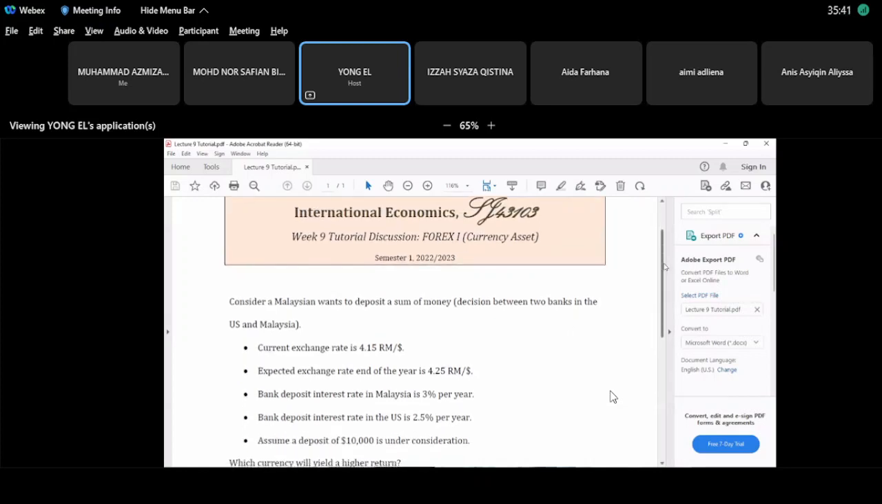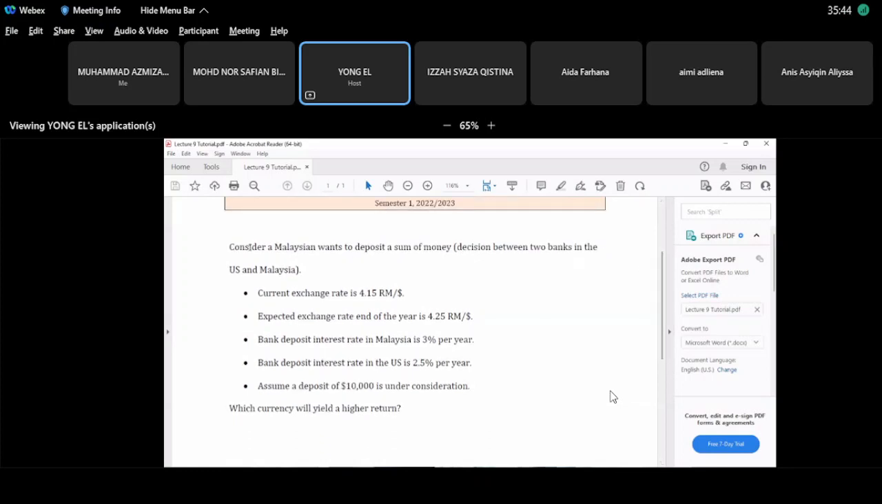Let's discuss this problem. Consider a Malaysian who wants to deposit a sum of money, deciding between two banks in the US and Malaysia. The current exchange rate is 4.15.